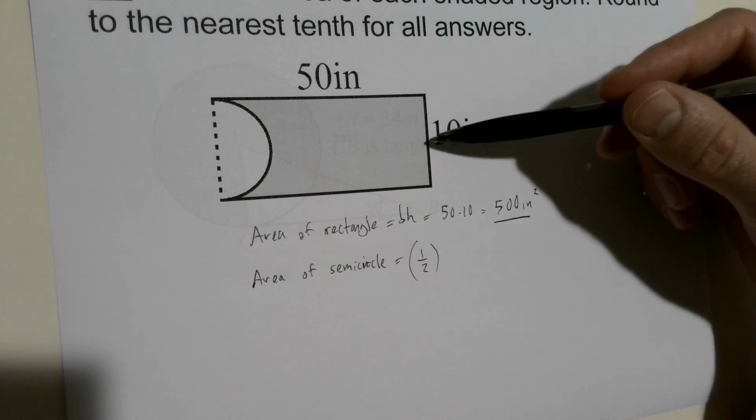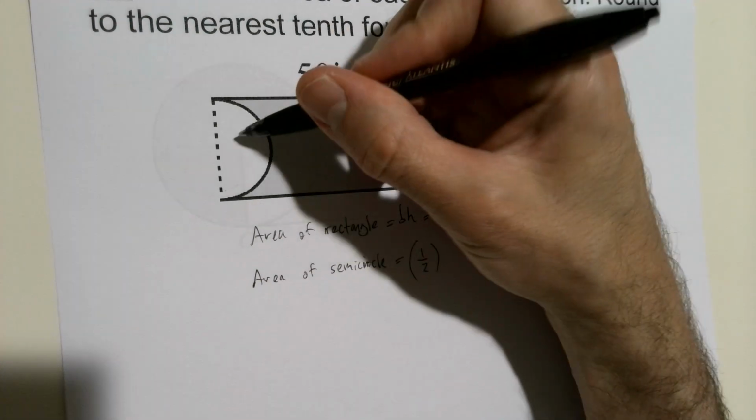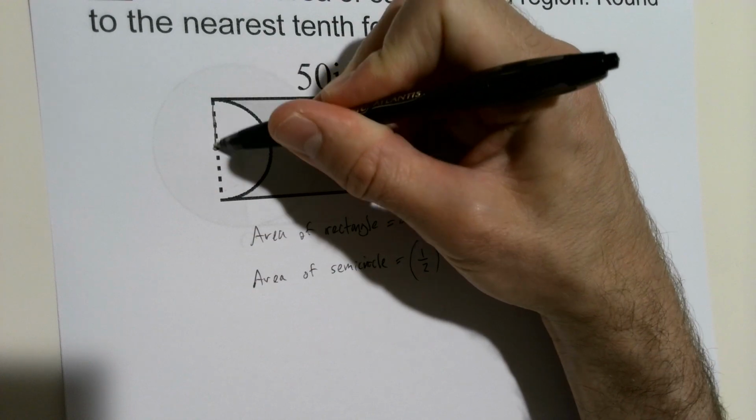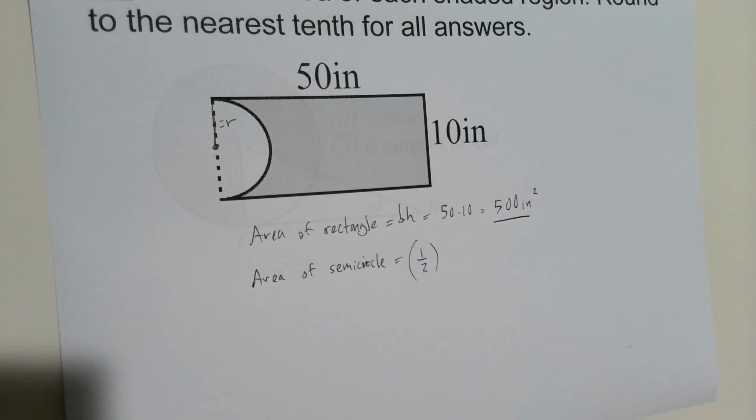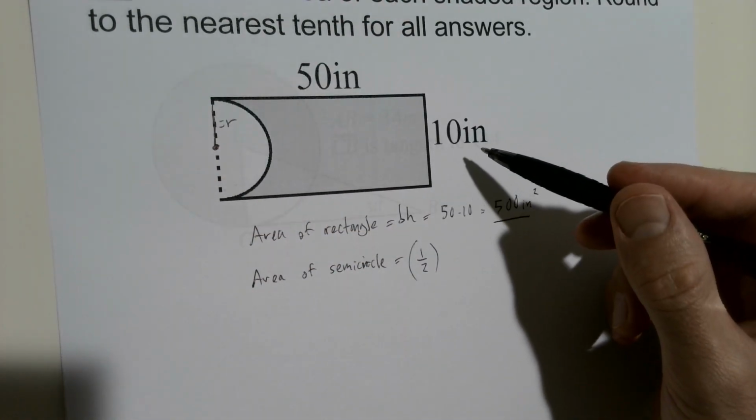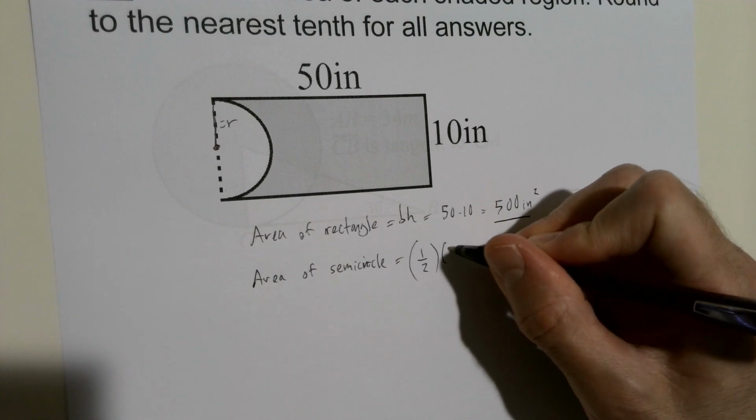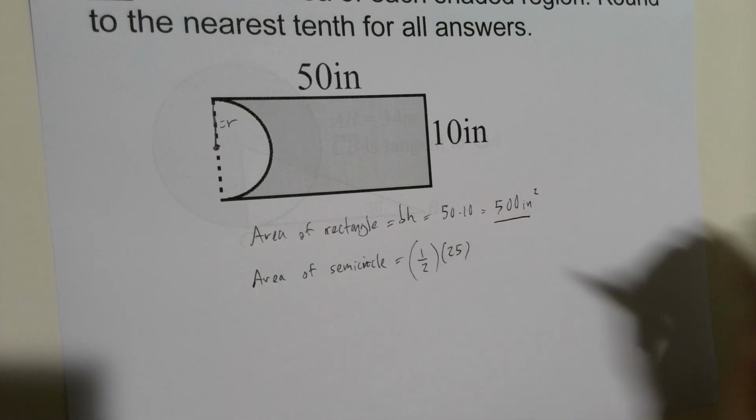You might be very tempted to say that the radius is 10, but again, that's not quite right. This is our radius, which should be half of 10. So that should be a 5. It's going to be 25 pi because your formula is pi r squared.